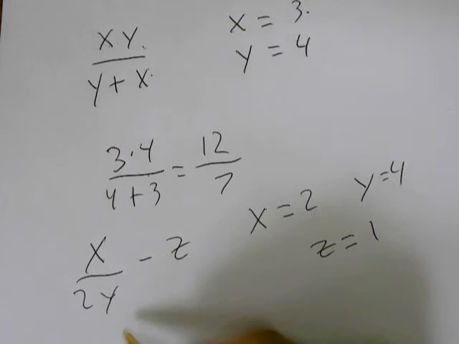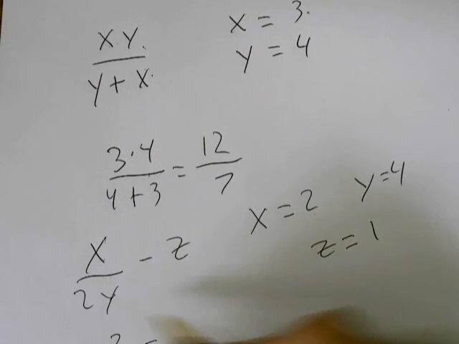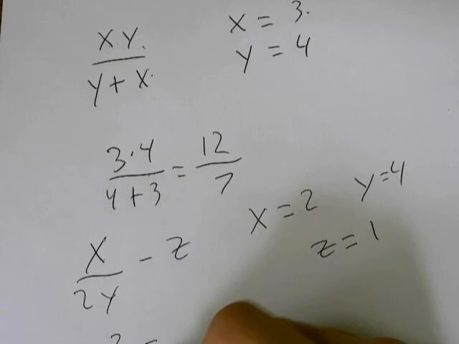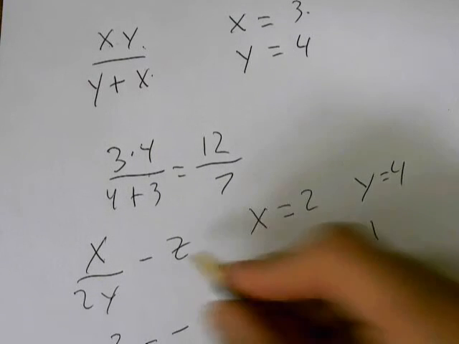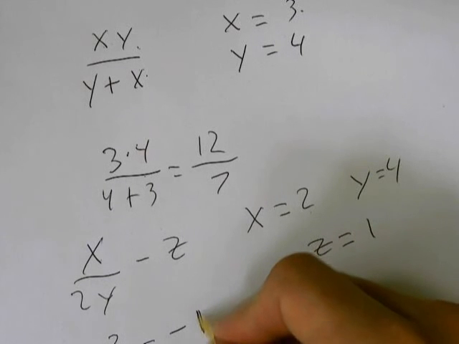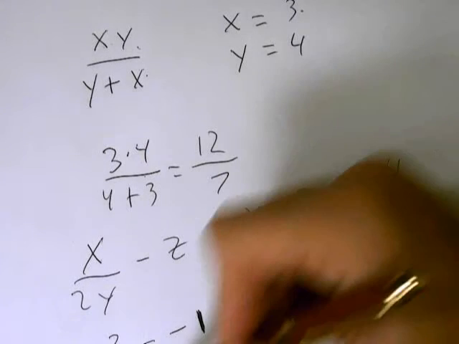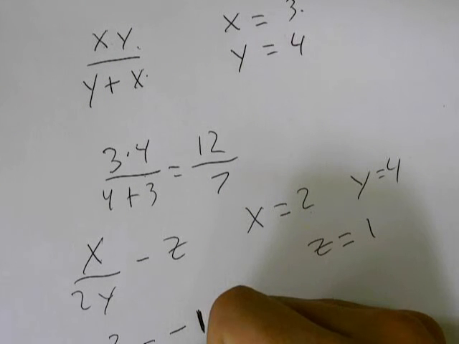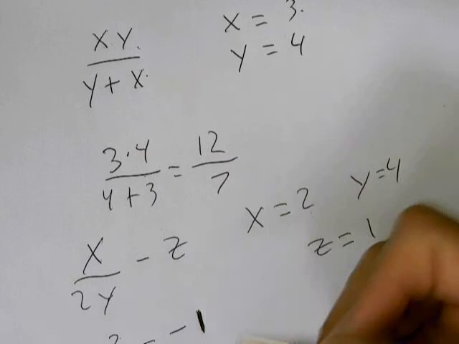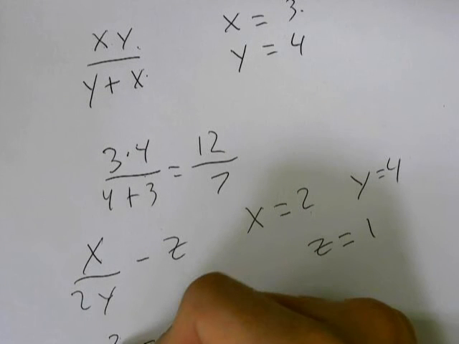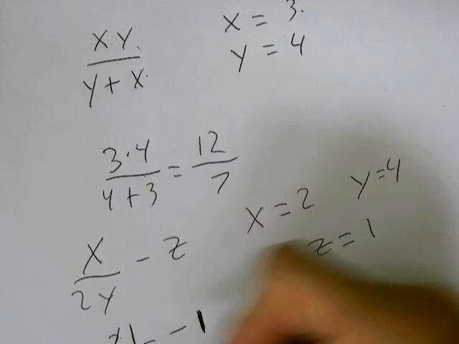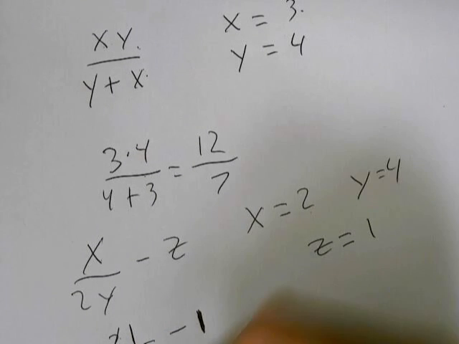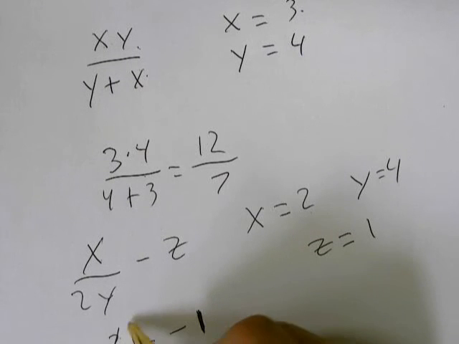So let's go ahead and do this. x, I'm going to replace with 2. 2 times y, I'm going to replace with 4. Minus z, I'm going to replace with 1. There's actually more than one way I can do this first part here. I could either go 2 times 4, and it'd be 2 over 8, or I can reduce this. 2 goes into 2 one time, and 2 goes into 2 one time. 1 times 4 is 4. So this is just 1 over 4.